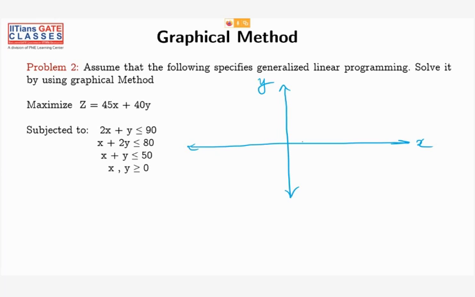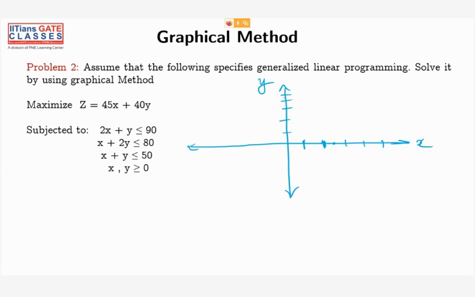Let me take 10. Yeah, 10 is sufficient, right? 10, 20, 30, 40, 50 on both axes. So 2x plus y is 90. Let me take 20, okay. So y is 90 somewhere here, and x is 45. This is 20, 40, 45. Not here, here it is.